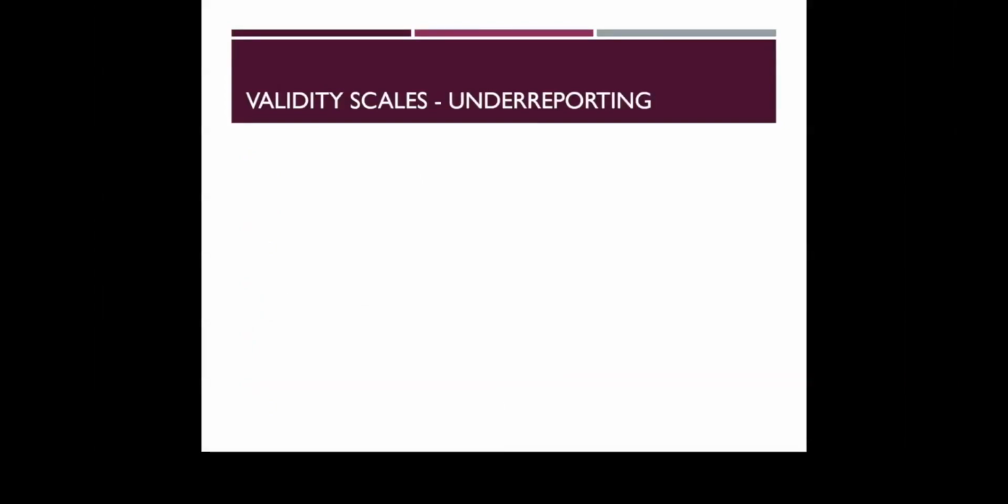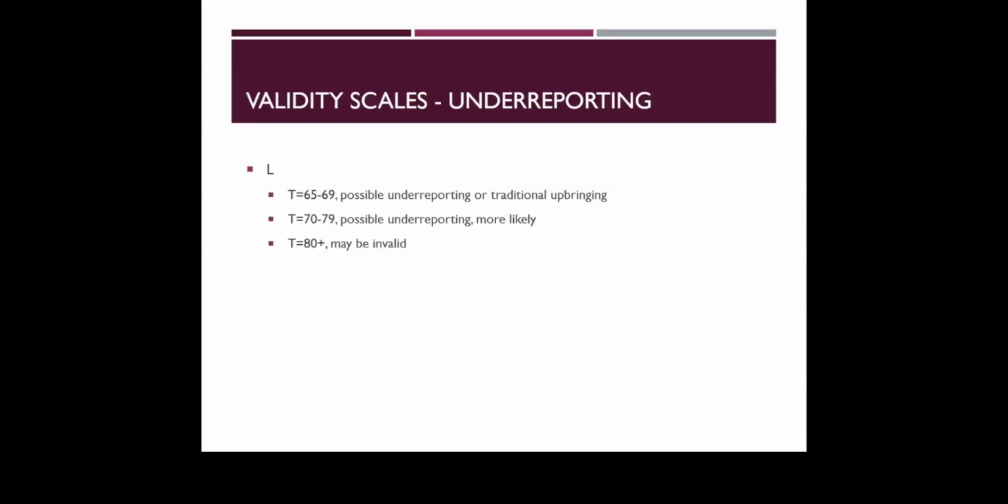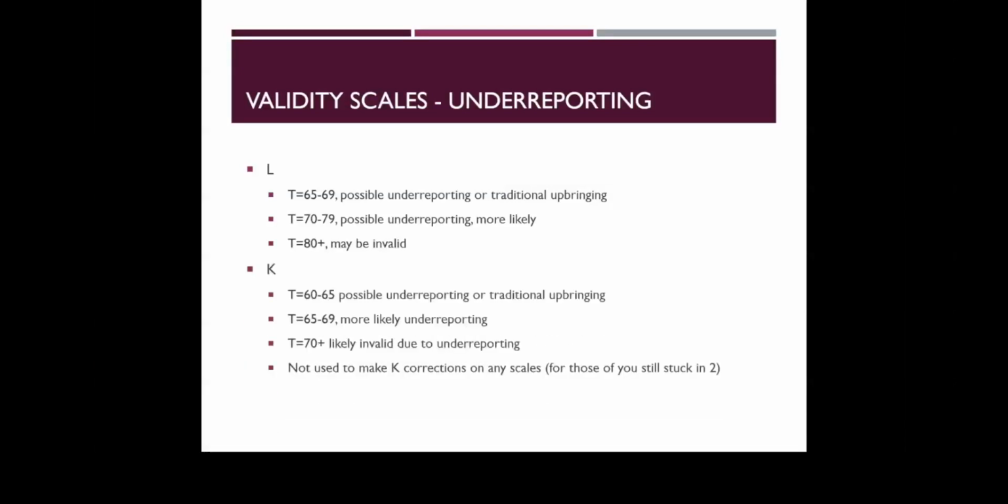MMPI also includes under-reporting. Again, the classics are L and K. These tend to be elevated at a higher base rate in settings where you might expect people to present in the best possible light. So that's not our typical setting. It might be in a forensic setting, in child custody, for example, or in personnel decisions or public safety, like police officer evaluations.